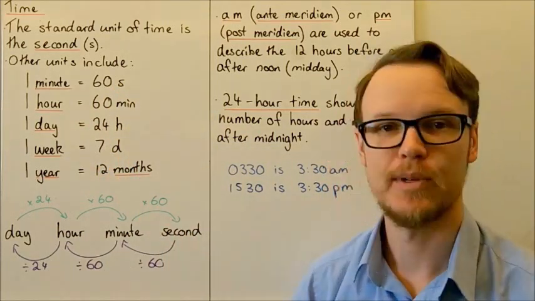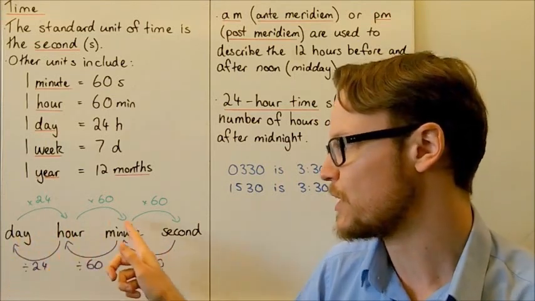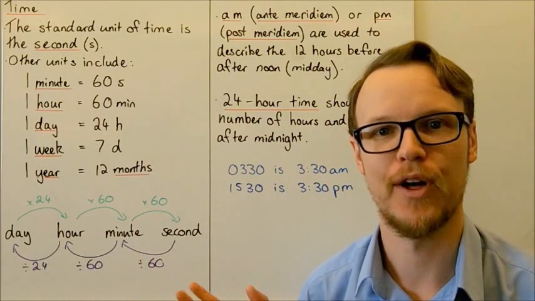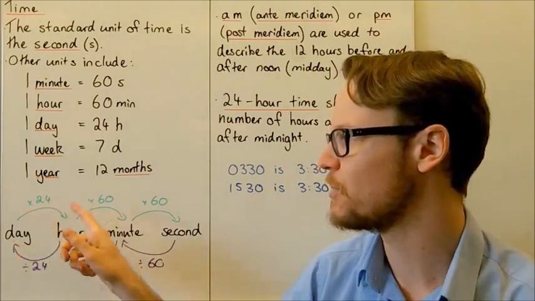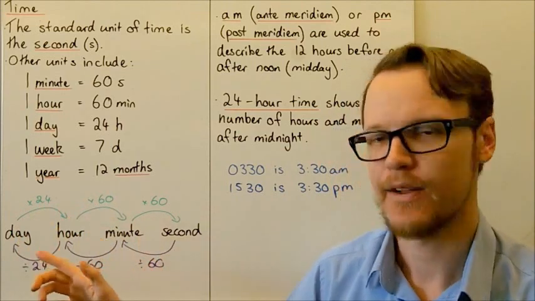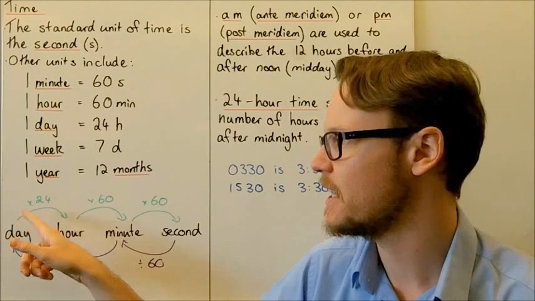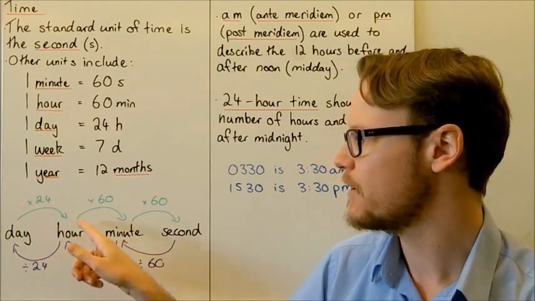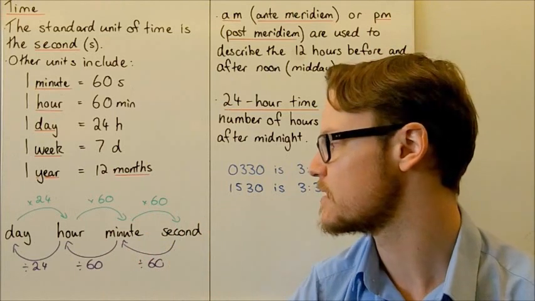To easily convert between days, hours, minutes and seconds, if we're going to a smaller unit, there's going to be more of those values that fit into the bigger thing, so we need to multiply, and we multiply by how many there are in each of those different units. So if we're converting from days to hours, we multiply by 24, hours to minutes, we multiply by 60, minutes to seconds, we multiply by 60 as well.